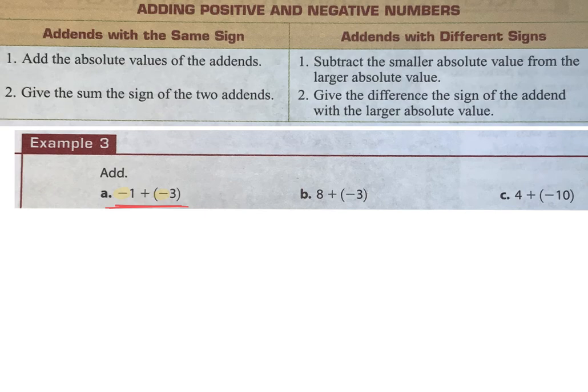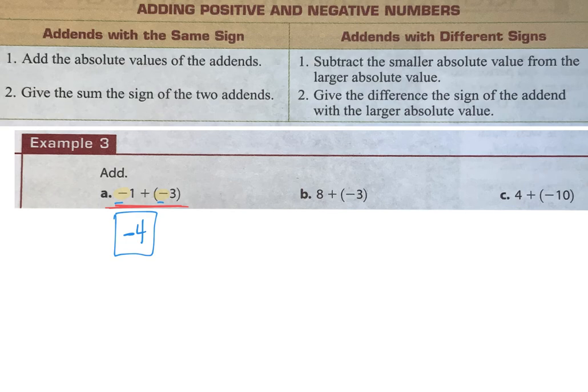So I am just going to add the 1 and the 3. What is 1 and 3? Very simple. It is 4. And then I'm going to say, well, they were both negative, so I'm going to apply that to my answer. You just keep the sign. Add them and keep the sign, all right, if they are the same.